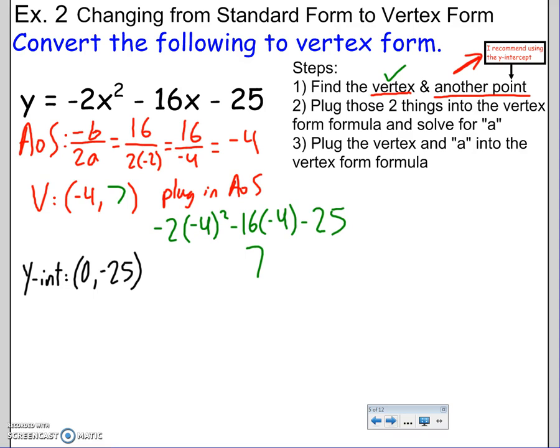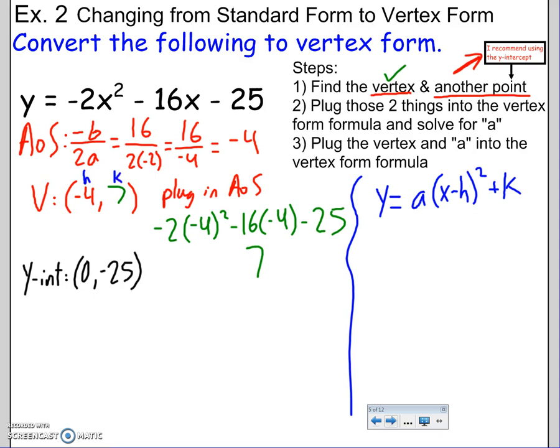Step 2, plug those 2 things into the vertex form formula and solve for a. So here's what I mean. The vertex form formula was y equals a parentheses x minus h close bracket squared plus k. Well, our 2 points has those 4 letters. -4 is h, 7 is k, and our y-intercept, that's the x comma y.